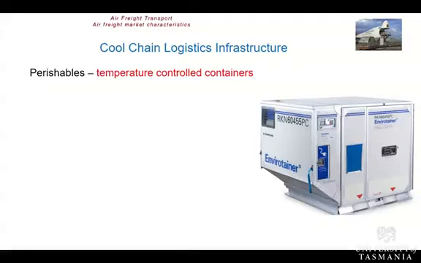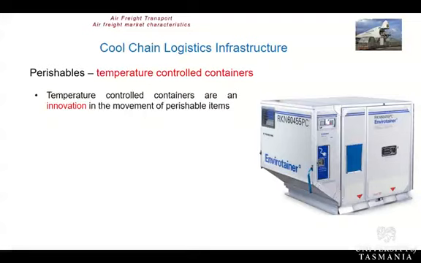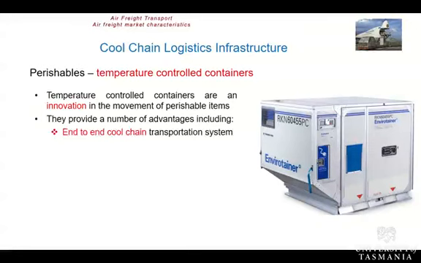A more sophisticated piece of infrastructure that you might have in your business is what's called a temperature control container. Typically, these are an innovation, a self-contained innovation if you like, that assist in the movement of perishable items. And they've got a number of advantages. First and foremost, it's an end-to-end cooling system. So this is more likely to start off at the shipper's premises. They're going to have one of these.